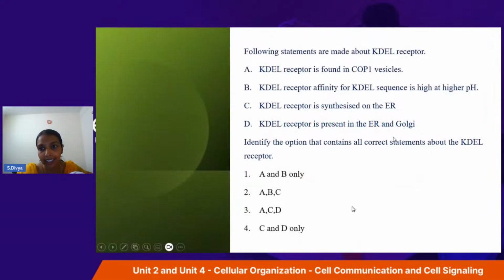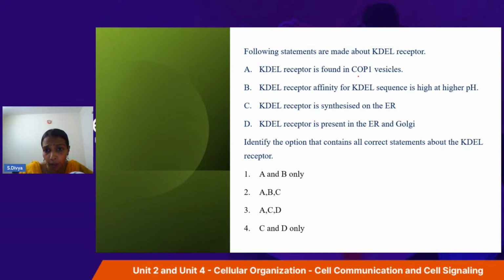Next question is regarding KDEL receptor. Can anyone tell me what is the significance of KDEL receptor? Like it is the signal sequence for which cell organelle? Before going to this question, may I get an answer for that? Yes, it is the signal sequence for endoplasmic reticulum. Very good. Now, find out this question.